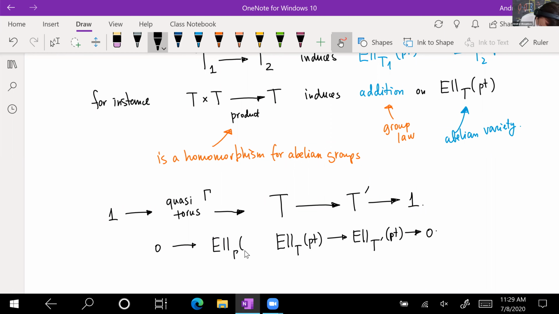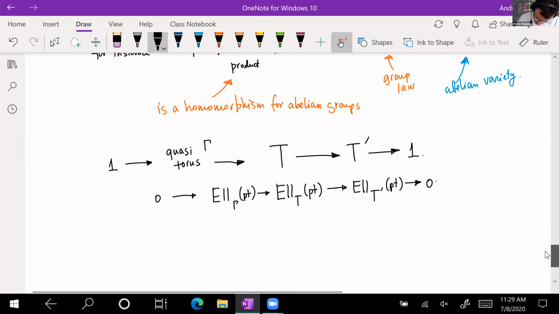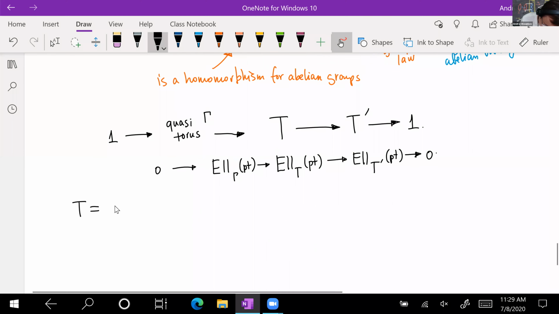That would be that group. For instance, if my torus is just the multiplicative group of a field, which is C star or G_m of my field, well, we're doing topology, so we don't do algebraic, we don't do motives at the moment, so let's just do that. And so then I have a map, C star goes to C star by the nth power map. That map is surjective, and its kernel is the group of nth roots of unity.